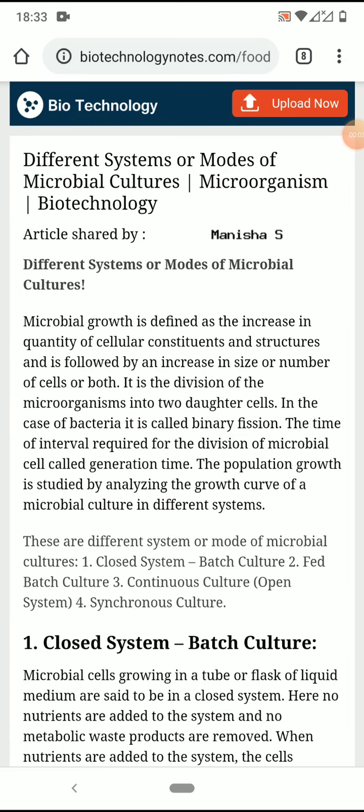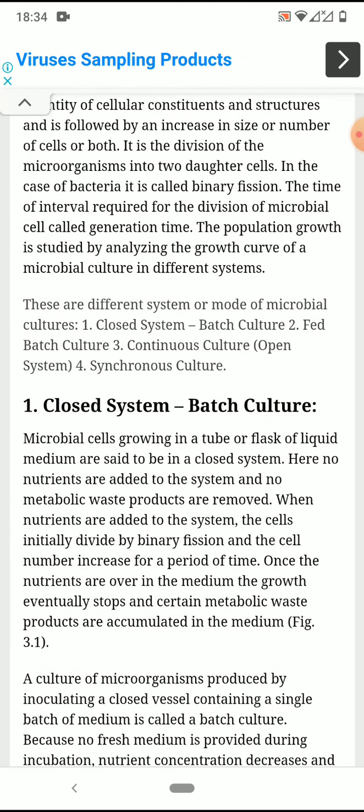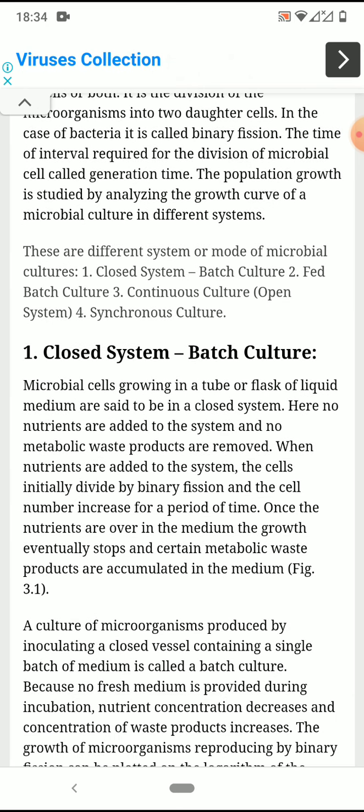So hello girls. Today in this class we'll learn about the closed system, or the different kinds of culturing of bacteria, that is batch culture, continuous culture and synchronous cultures. These are the three different systems of culturing bacteria, microbial cultures. Under this, we can call the batch culture a closed system and continuous culture the open system, and the third one is the synchronous culture.